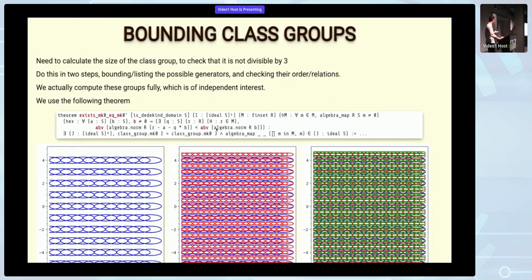So even though it's an algebraic proof, the way you bound these class groups is that you embed everything into the reals and you work there. That's a characteristic of the proof.